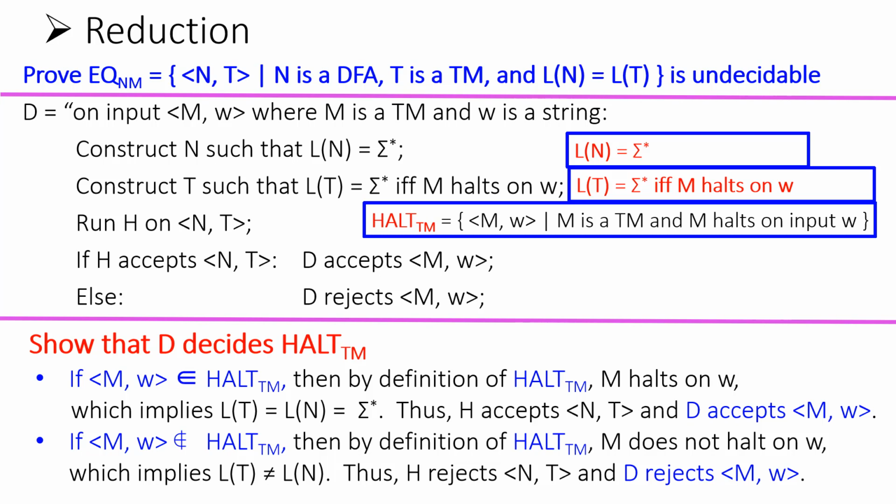But we know that HALT_TM is undecidable. What goes wrong? It must be the assumption we made at the very beginning that EQ_TM is decidable. So we can conclude now that our assumption is wrong and EQ_TM is actually not decidable.